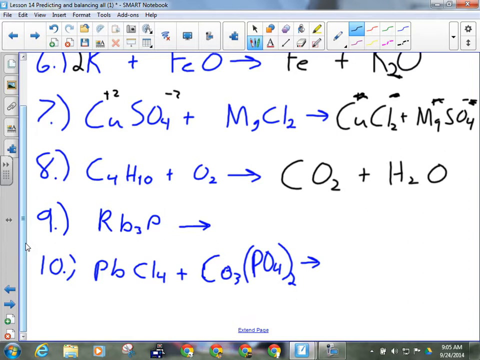Even carbons, put a 2 here. All right, 2 times 4 is 8. So there's 8 over there. 2 times 10 is 20. So 10 times 2 is 20. Right? 8 times 2 is 16 oxygens, plus 10 more is 26. 13 times 2 is 26.